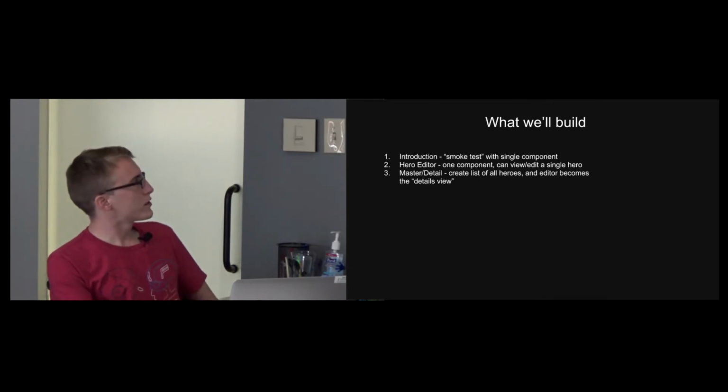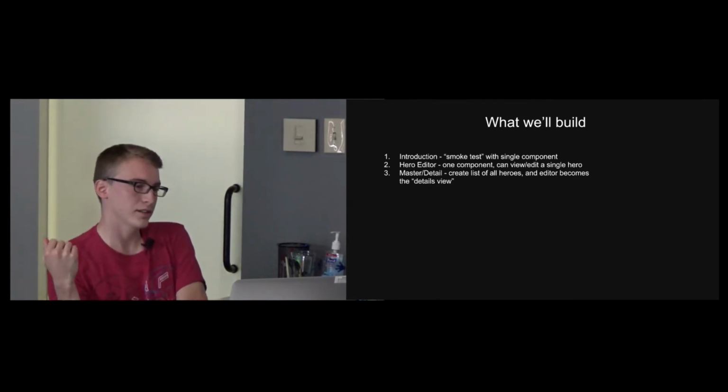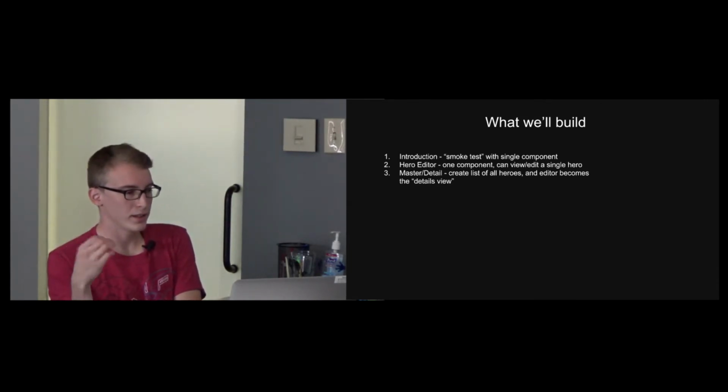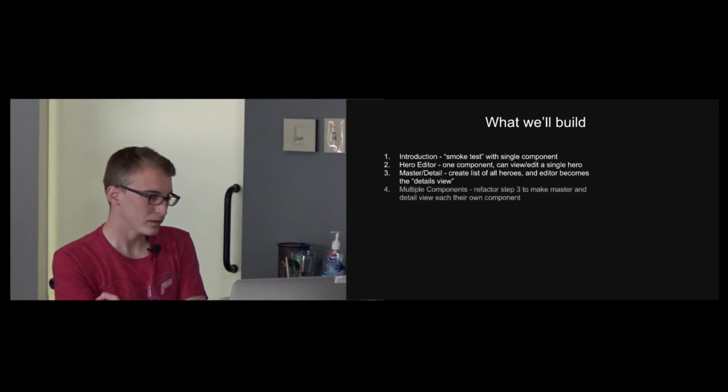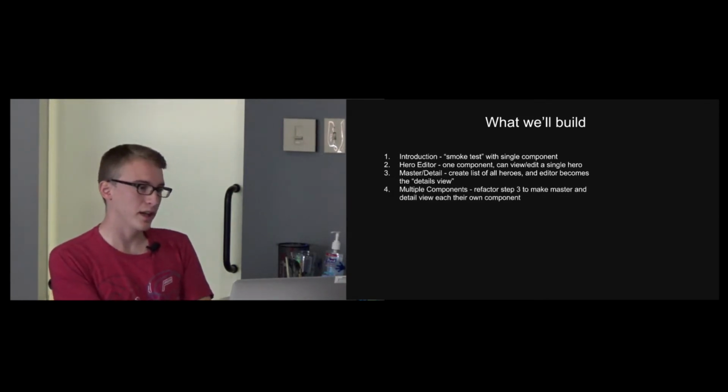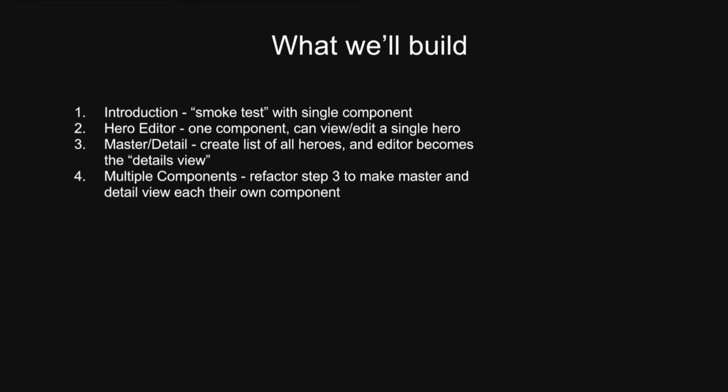From that point, we're going to build out this master detail pattern. So we'll have our list of all our heroes, and the editor that we built in the previous step will become our detail view. Now that we have a master and detail view, we're going to break them out into separate components, and show how we pass data from one component to the other. And then if we get time, we'll get into some services, moving our code that is making HTTP calls or gathering data for us out into a separate service.